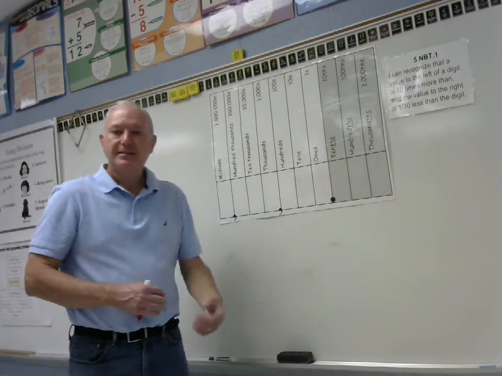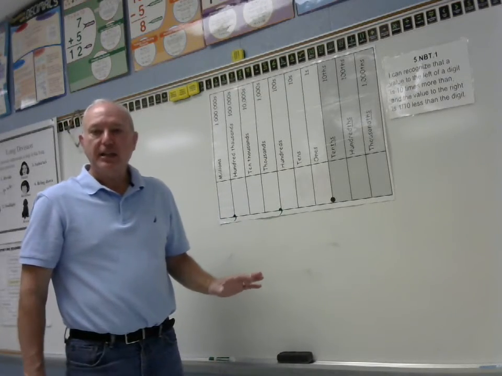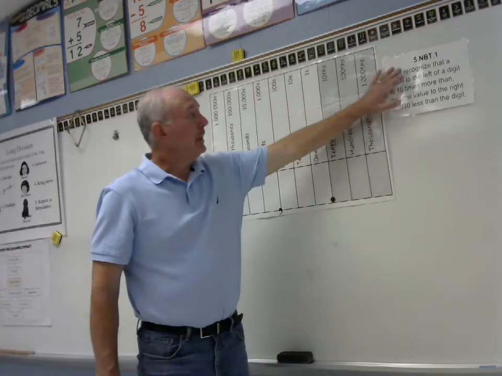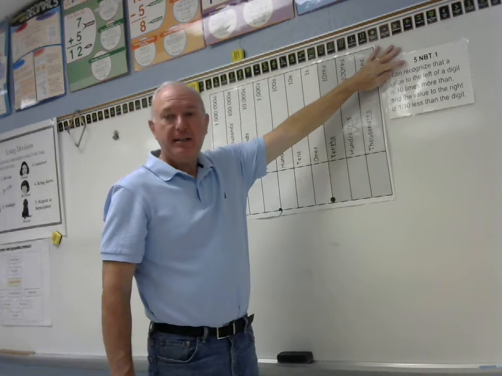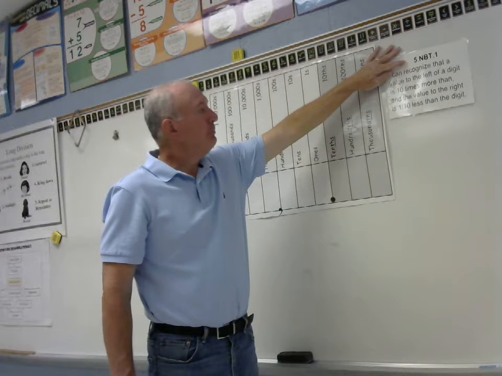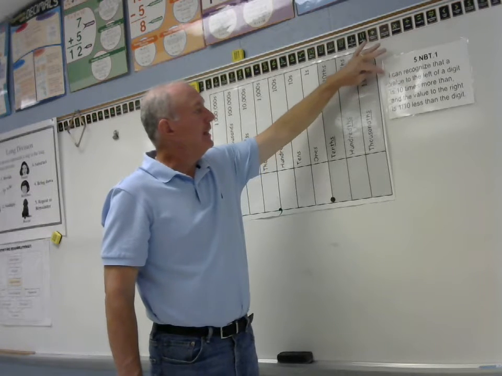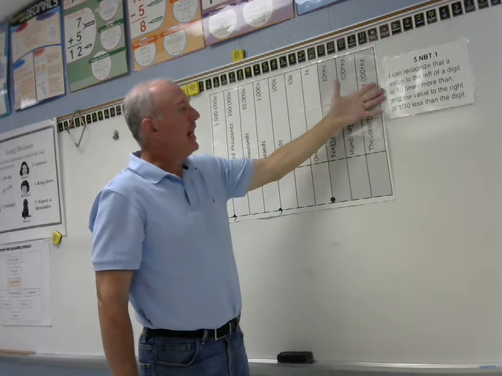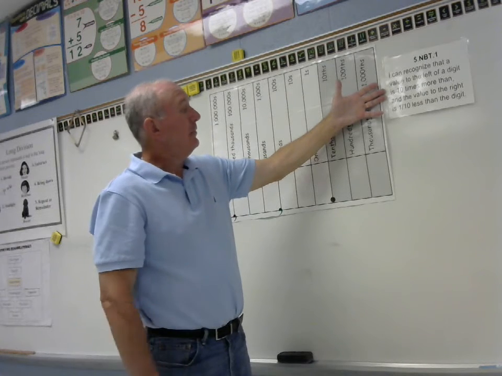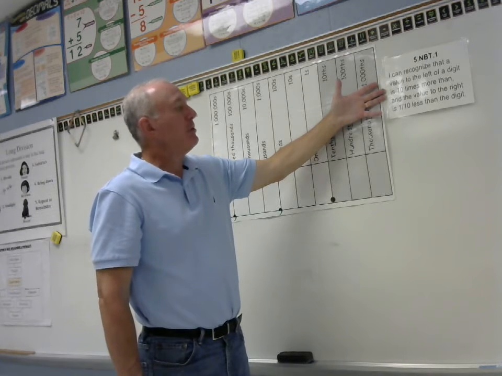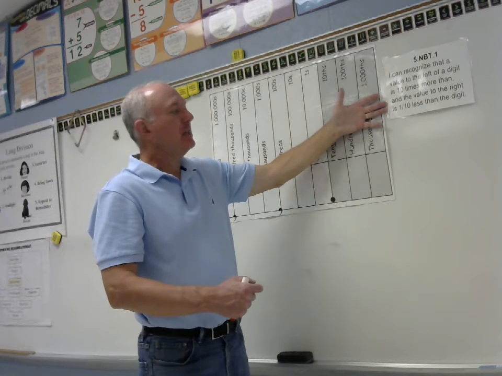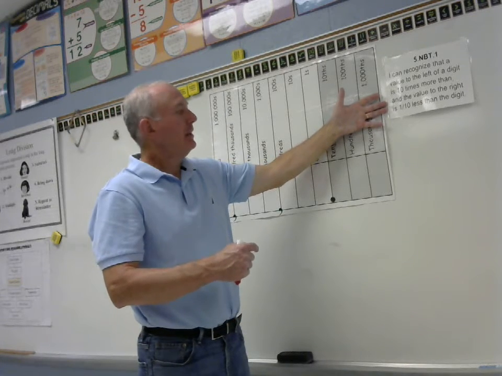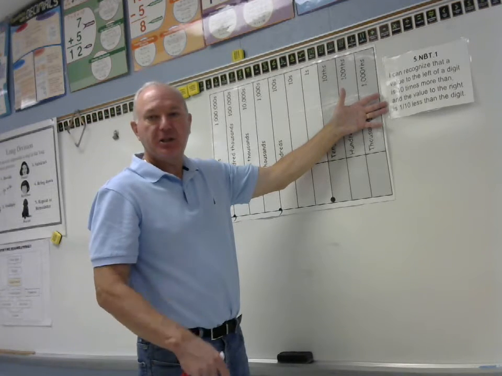Good morning, class. Today we're going to talk about place value, and we're going to be looking at our target today, 5.NBT.1. I can recognize that a value to the left of a digit is 10 times more than, and the value to the right of the digit is 1/10 less than the digit.